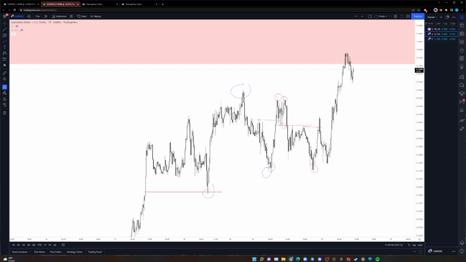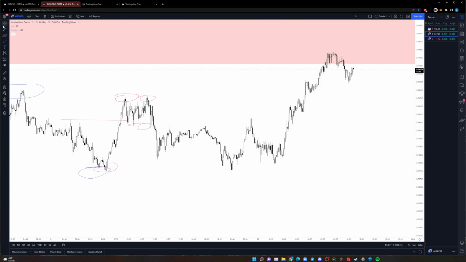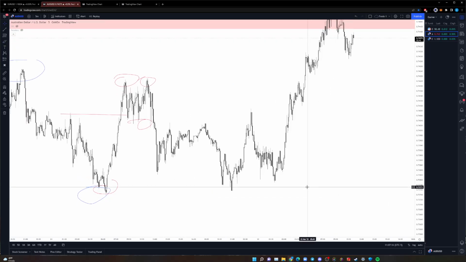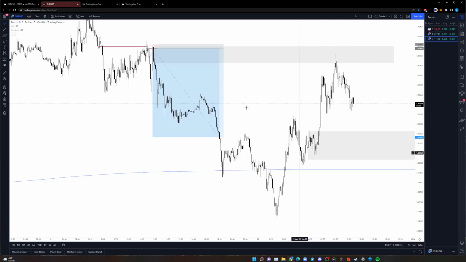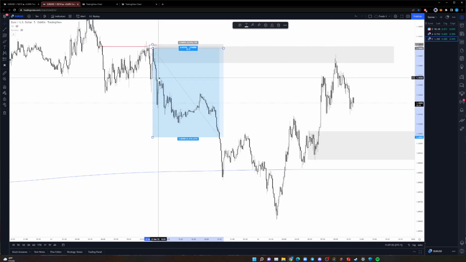But yeah, that's pretty much AU. That was very, very pretty. I'm not gonna lie, it was a pretty nice trade, and it happened during London, I believe. But this one I haven't really looked into. I was more so focused on that EU trade yesterday, which was about 50-ish pips. Pretty nice trade.